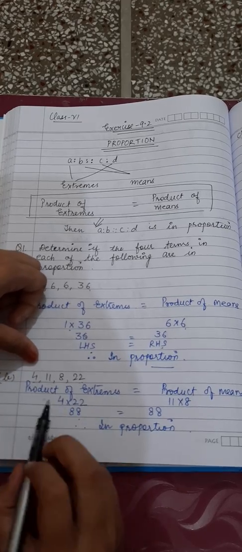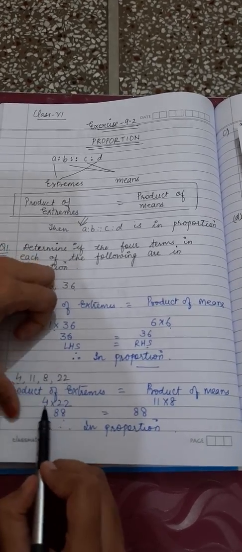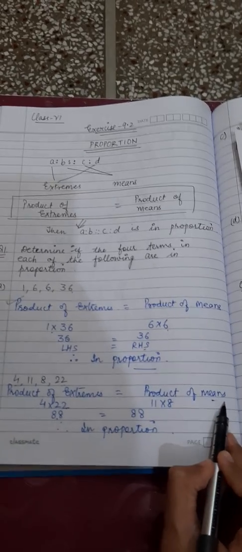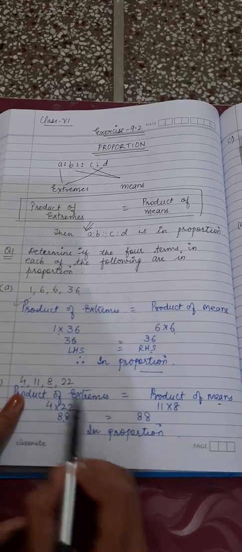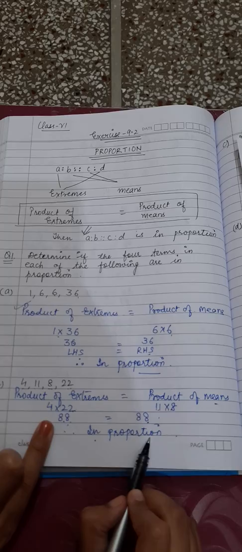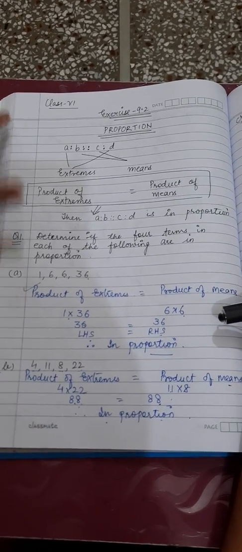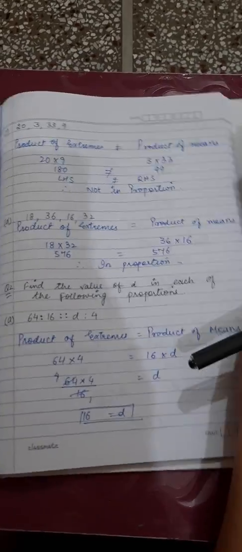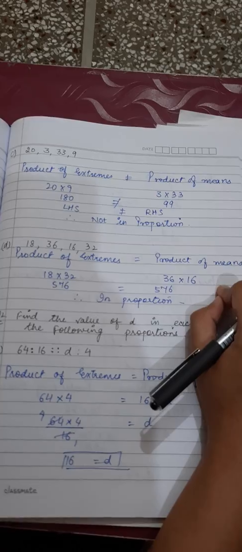So, means and extremes. Now let us write the extremes. Which are the extreme ones? 4 and 22. 4 multiplied by 22. Which are the means? 11 and 8. Multiply them. Both sides are coming the same, that means they are in proportion. Right? So this is your A and B part. Now let's move to the next part. I'll be doing C part. D part you will be doing by yourself.